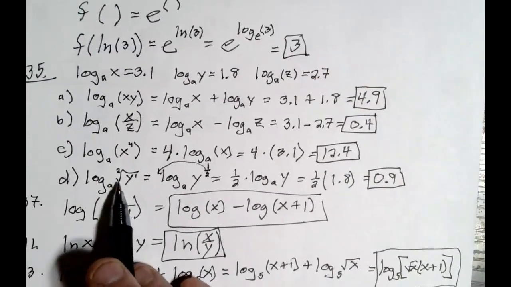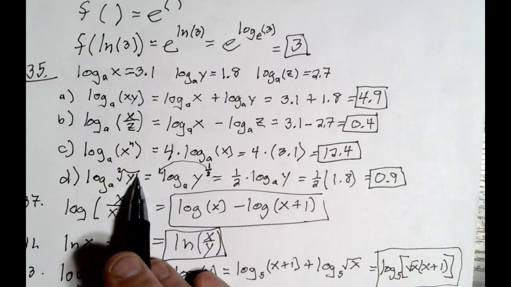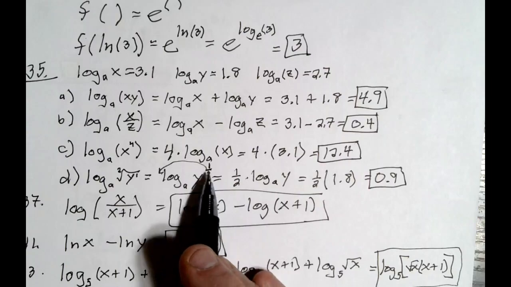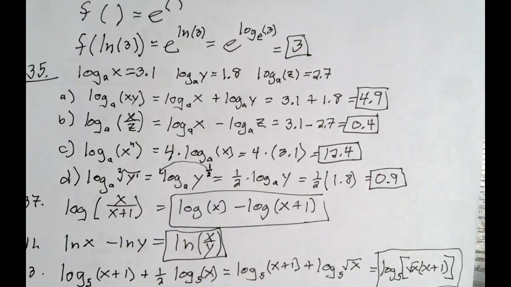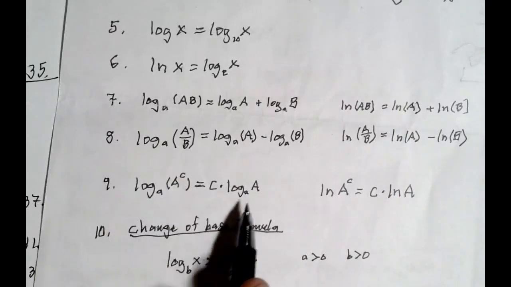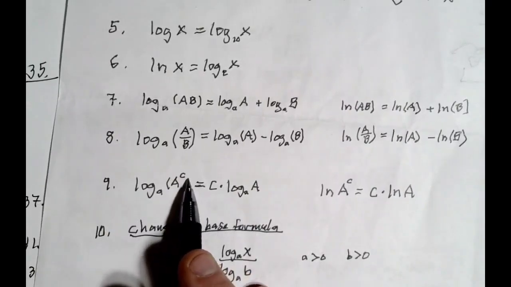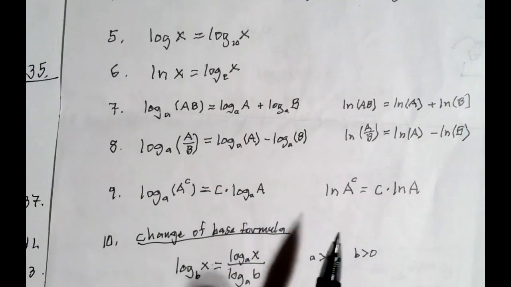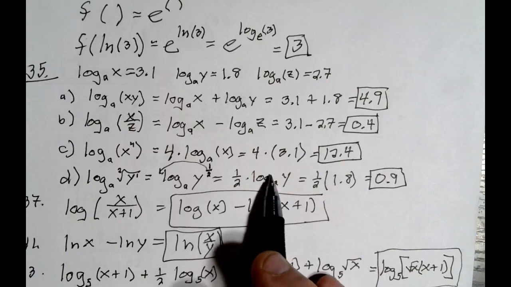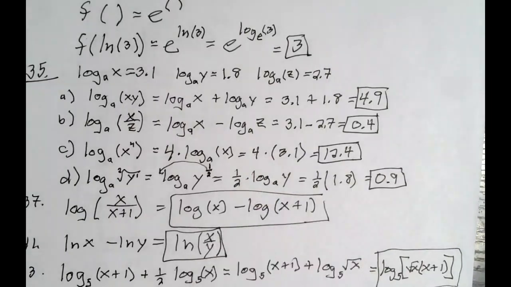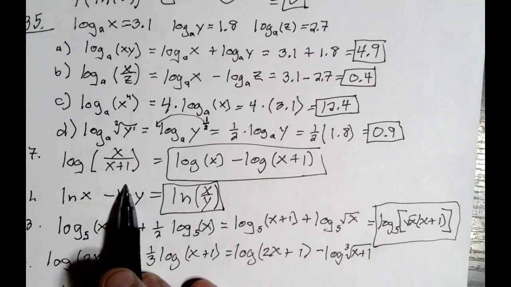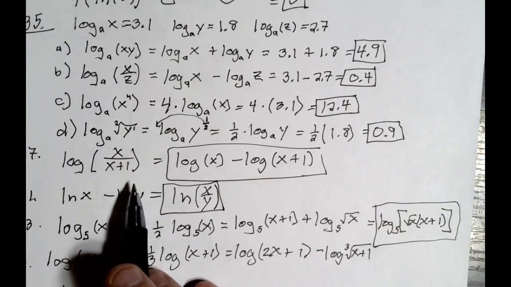Alright, now this one, we got to get rid of that square root. So it's first power and second root, so you write it as 1/2 power. And then you can use rule 9. Rule 9 allows you to bring the exponent out front. C is up in the exponent, so you can bring it out front right there. So you bring it out front, and now this part becomes 1.8, and then multiply it by 1/2, and you get 0.9.